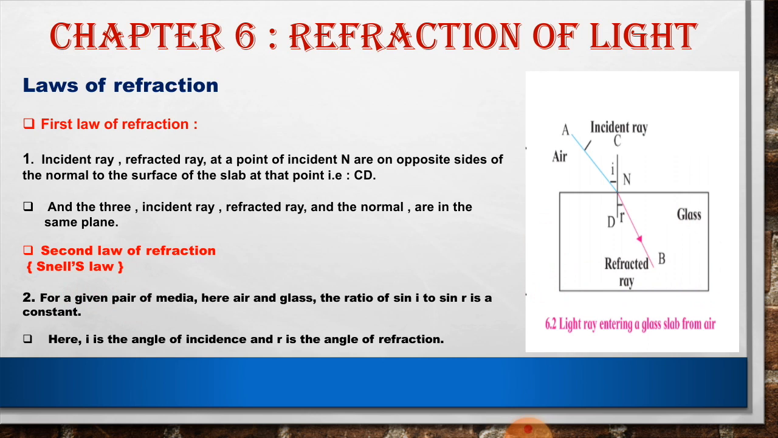What this law says is that for a given pair of media, for example air and glass, where air is the rarer medium and glass is the denser medium, the ratio of sin i to sin r is constant. What is i? i is the angle of incidence and r is the angle of refraction. So these are the two laws which we learned in our last class.